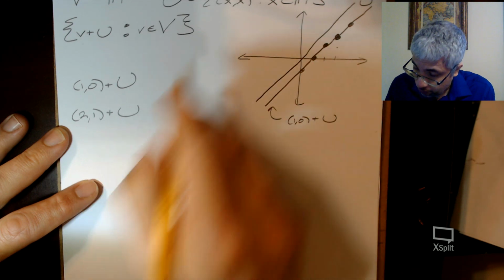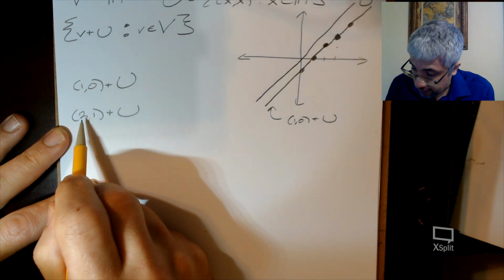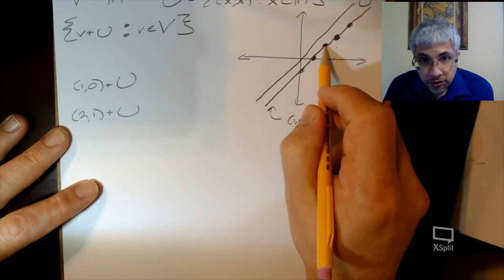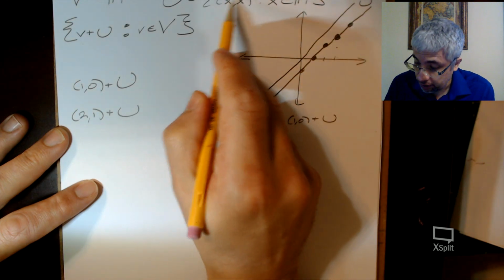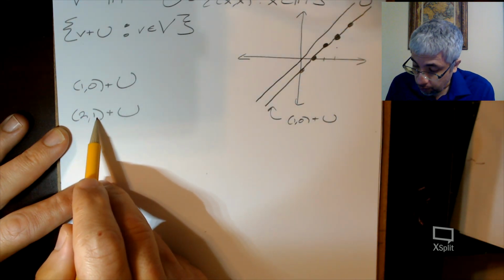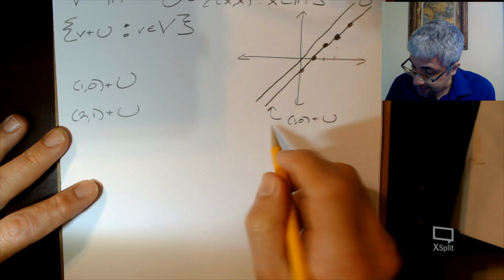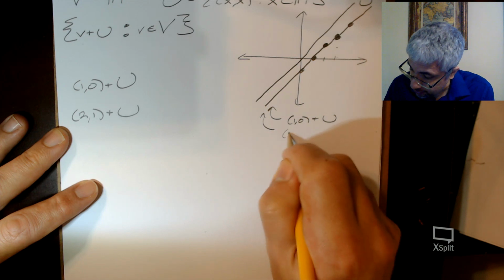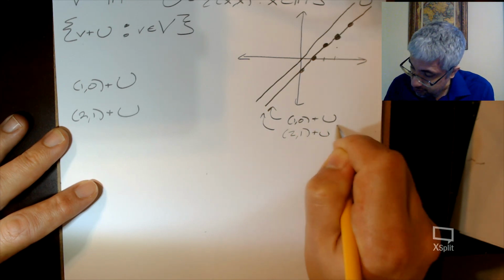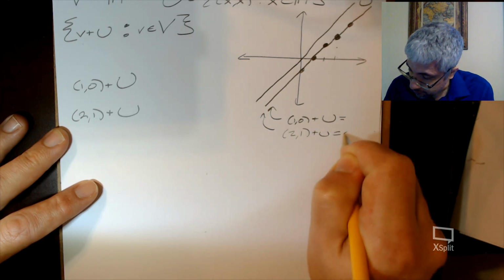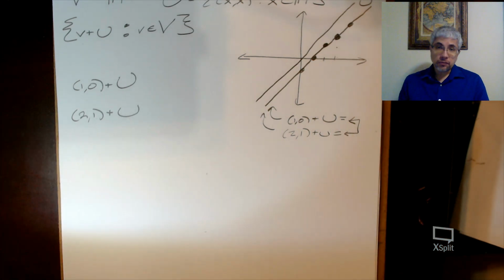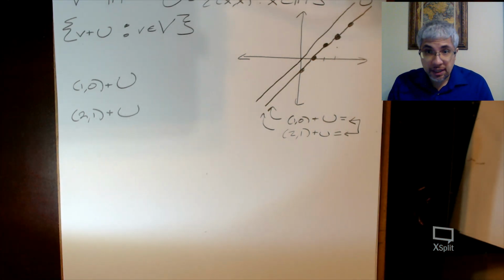If you think about that, what happens when x is (0, 0)? I get (2, 1). Oh, I already have (2, 1). What happens when x is (1, 1) and I add (2, 1)? Then I'm going to get (3, 2). Oh, I already have (3, 2). So I'm getting the same line, so this is also (2, 1) + U. So these two are equal. Those are equal to each other. So there's going to be many things equal to each other.